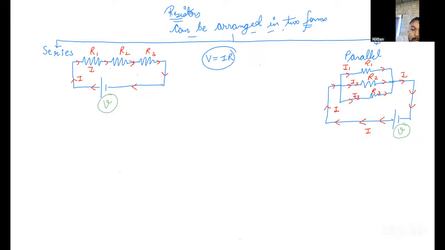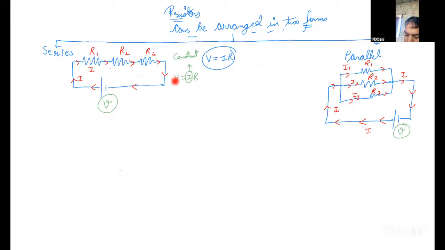So in series, what is constant? I is constant because I is not changing. Okay. So we know that in series, V is equal to IR. I is constant. I will write constant. Now, if R will change, because I is the same, I will remain the same. If R will change, then voltage will change.